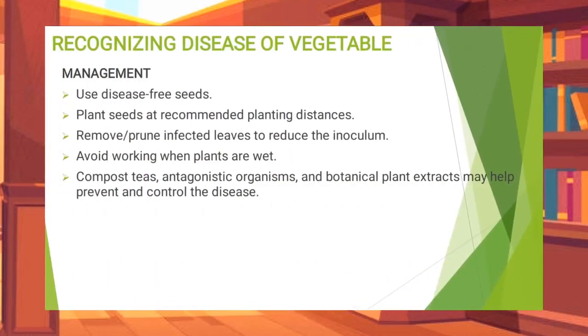So use disease-free seeds. Plant seeds at recommended planting distances. So remove or prune infected leaves to reduce the inoculums and avoid working when plants are wet. So in other words, as a farmer, dapat ang imong itanong is katong disease-free seedling. You should also balance and maintain the nutrient of the soil. And most importantly, farmers should practice crop rotation to avoid disease coming back and forth.